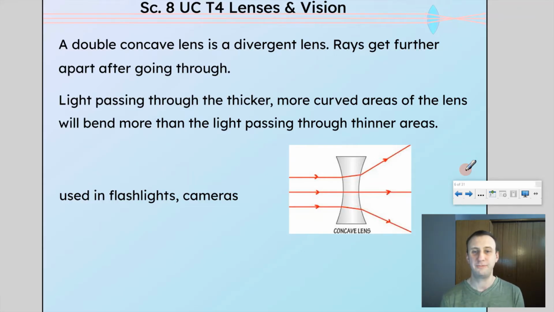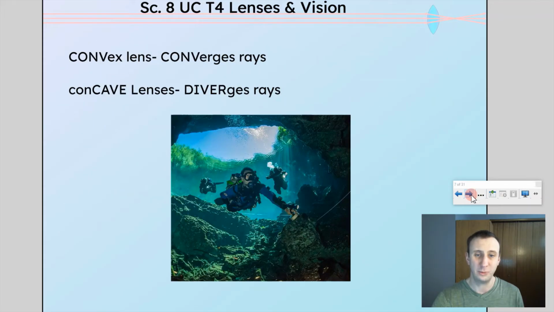Light passing through the thicker, more curved areas of the lens will bend more than the light passing through the thinner areas. And this is used in things like flashlights. So that's how we actually get that beam spread coming out of the flashlight where it gets a lot larger. It's used within cameras. So there's different uses for this as well, despite both of them being used for glasses of different types, which we're going to talk about.